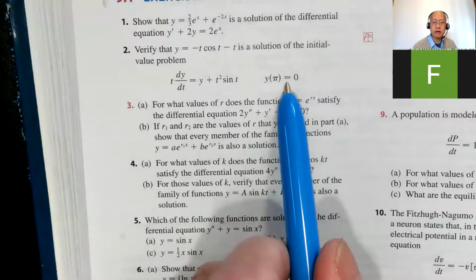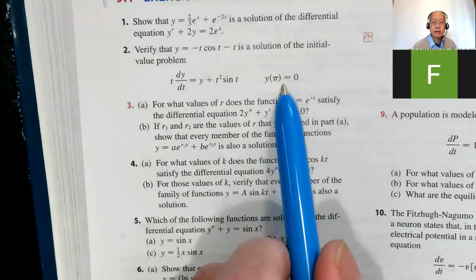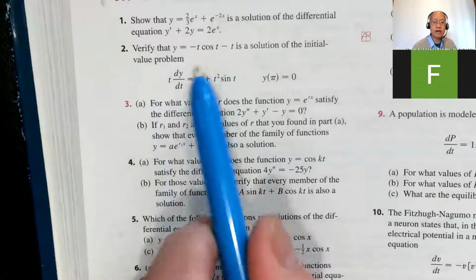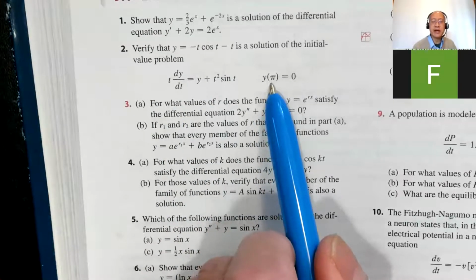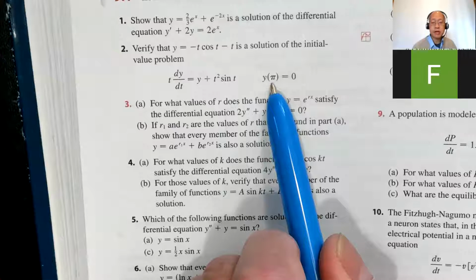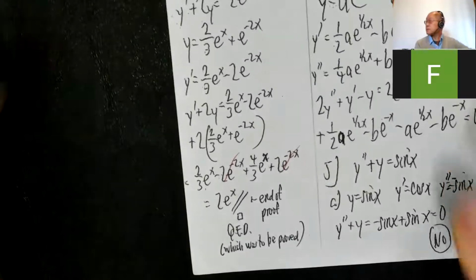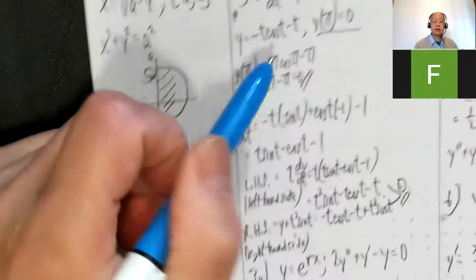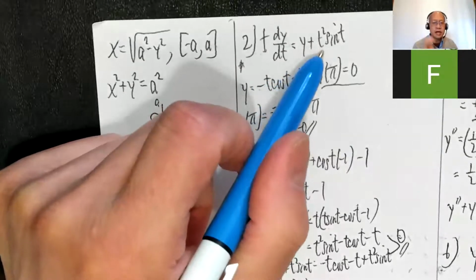This is the easiest part of the problem, and yet ironically, I find students missing this because they forgot about it. They would do all this stuff and get it correct, but forget about this. This just means when you plug in pi, you should get 0. That's going to be called an initial condition, and we'll need that a little bit later on. Okay. All right, so t dy/dt equals y plus t squared sine of t.